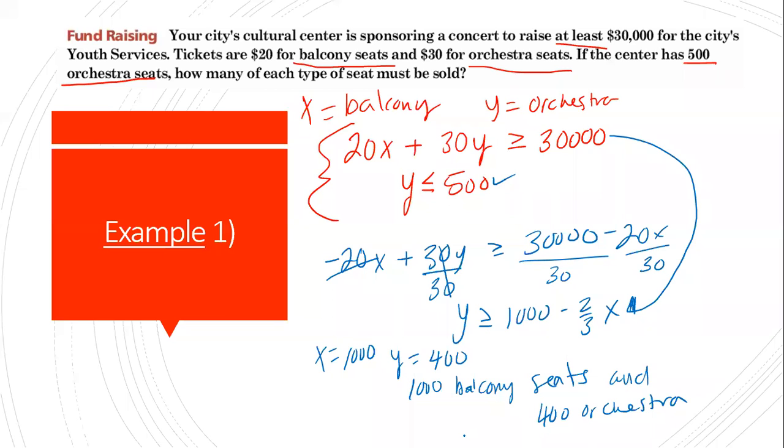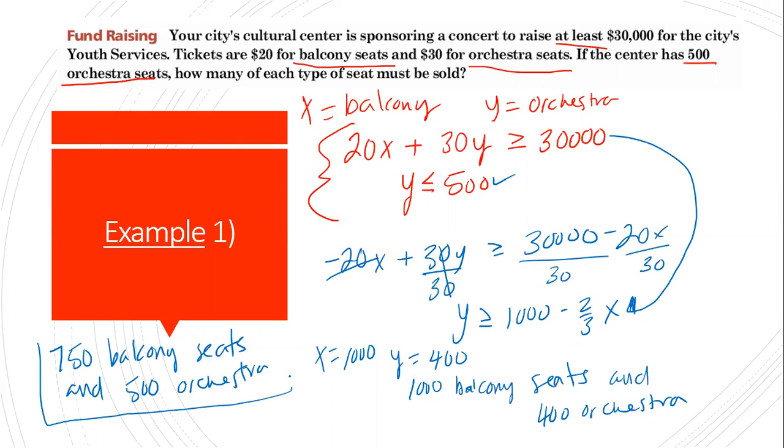Okay, now if I wanted to sell all of my orchestra seats, then that's where I would use that 750, 500. So if I wanted to sell all of my orchestra seats, then my option would be 750 balcony seats and 500 orchestra seats. And that would also satisfy the situation. So everyone's answer is not going to always be the same. Because there are multiple possible answers.